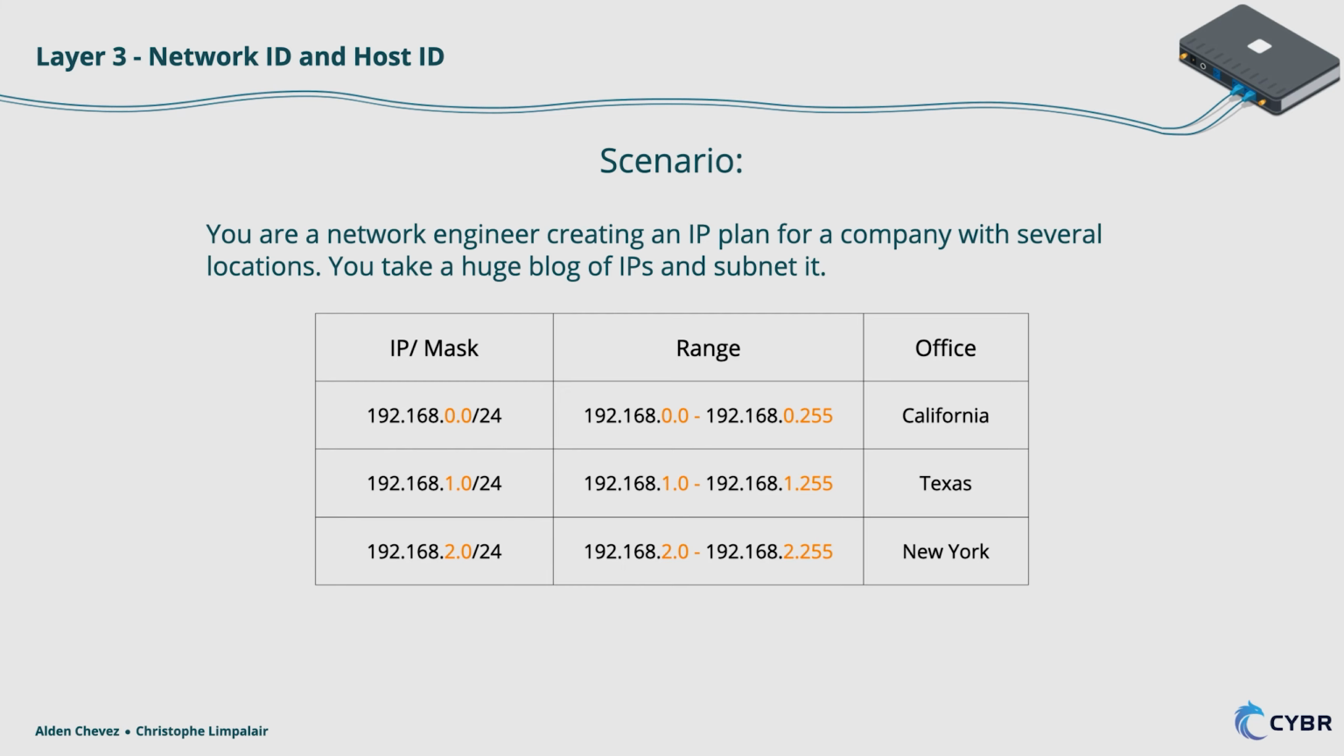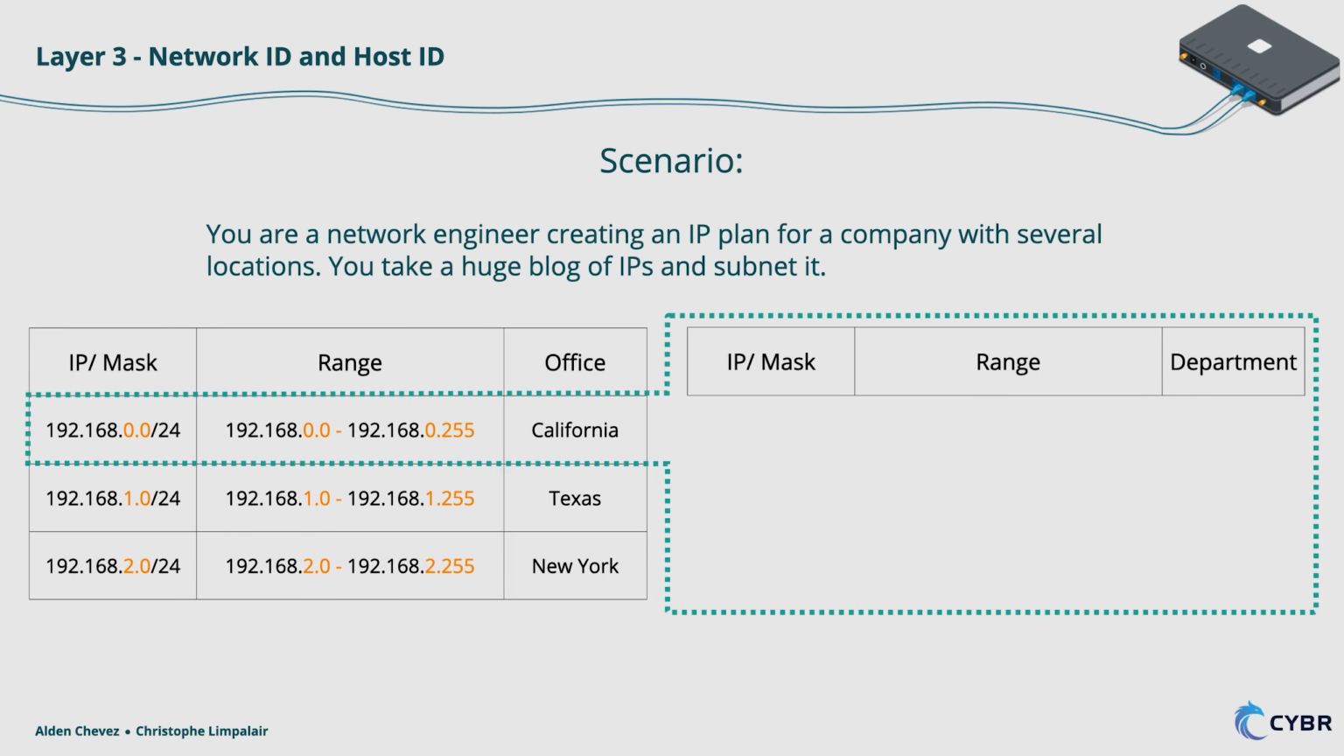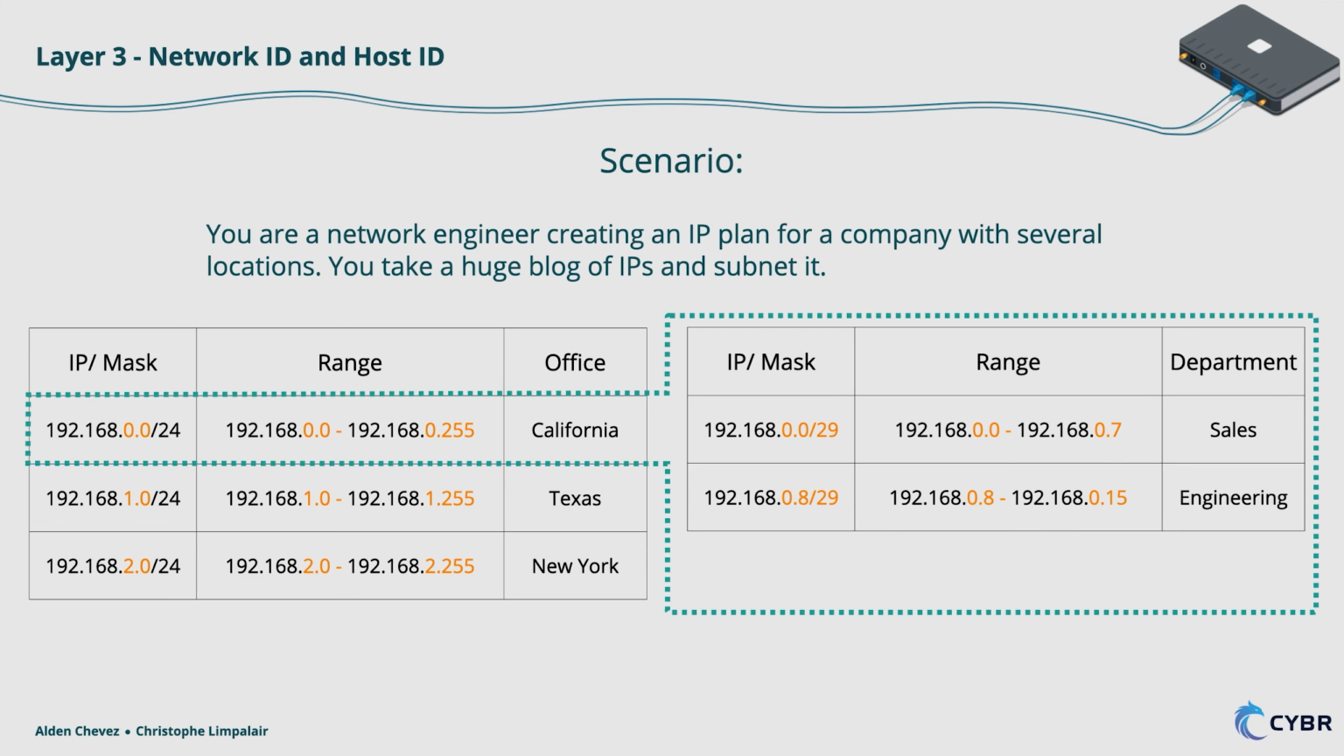But the cool thing is, you can still further subnet each one of those into smaller chunks of IPs. So if we zoom into California specifically, maybe you have 3 different departments in California and you want to segment those. So the sales department will use the IP and mask of 192.168.0.0/29, which gives them a range of .0.0 all the way to .0.7. Then you can have a different one for engineering at .0.8/29, which would give a range of .0.8 all the way to .0.15. And then one more for the marketing department at .0.16/29, which would give you .0.16 all the way to .0.23.